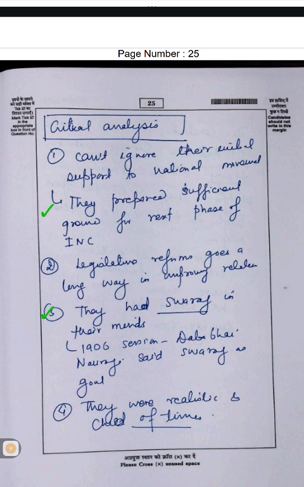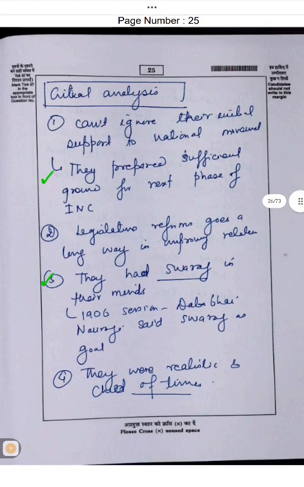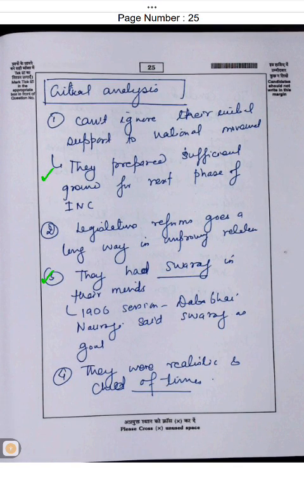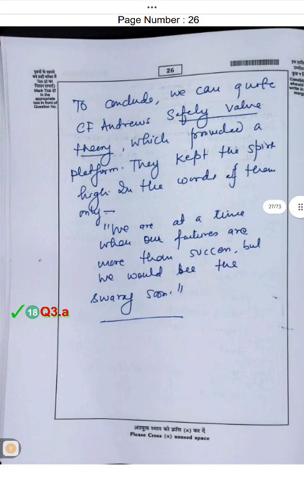They prepared sufficient ground for the next phase of the INC. Legislative reforms went a long way in improving relations. They had Swaraj in their minds. In the 1906 session, Dadabhai Naoroji said Swaraj was the goal. They were realistic and stood the test of time. To conclude, we can quote C.F. Andrews' safety valve theory, which provided a platform. They kept the spirit high. In their own words: we are at a time when our failures are more than successes, but we would see Swaraj soon.